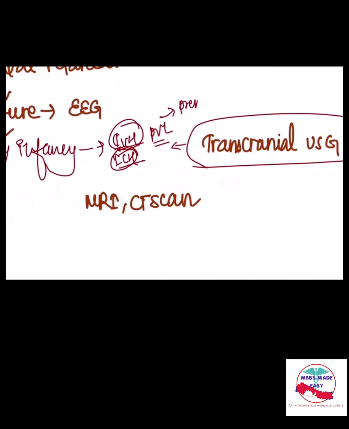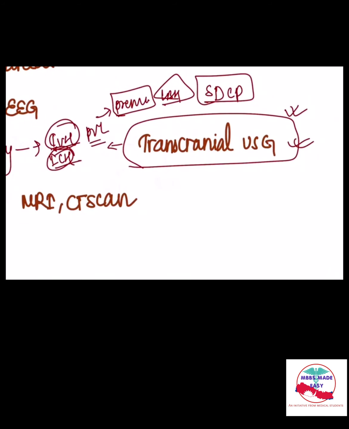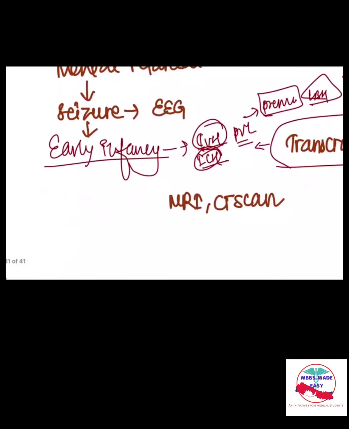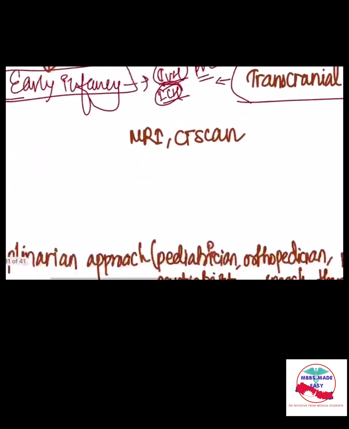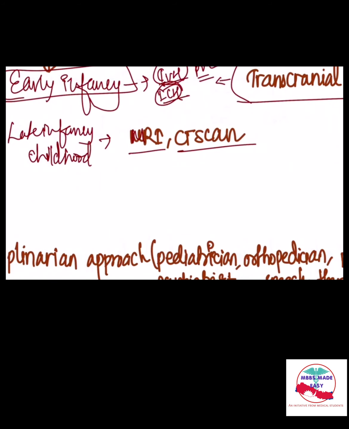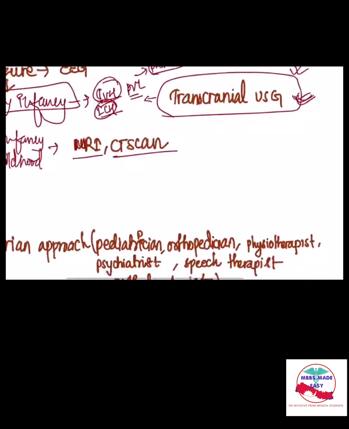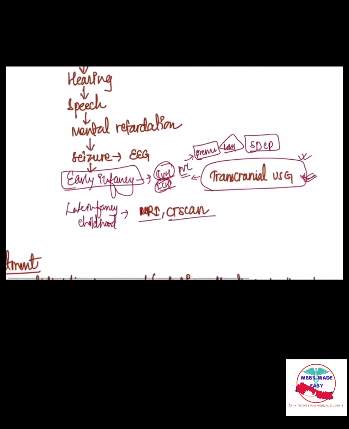So these things like intraventricular hemorrhage and intracerebral hemorrhage are associated with prematurity or low birth weight, and with the spastic diplegic type of cerebral palsy, and are best diagnosed by transcranial USG. So if your child is in early infancy, the imaging investigation of choice is transcranial USG. Or if the child is in late infancy or early childhood, then the diagnostic investigation of choice is MRI and CT scan. Okay, this is all about imaging.